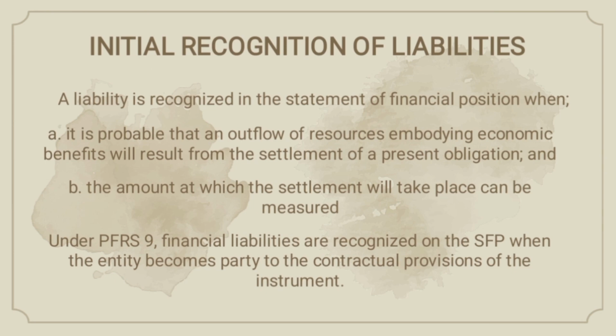Okay, now we go to the liability recognition principle. When we say recognition or recognize, we mean that it is included in the financial statements. For liabilities, we specifically say that it is recognized if it is recorded in the balance sheet. For it to be recorded in the balance sheet, a liability should be probable and it should be measurable. So those two must be present. Under PFRS 9, financial liabilities are recognized in the statement of financial position when the entity becomes party to the contractual provisions of the instrument.